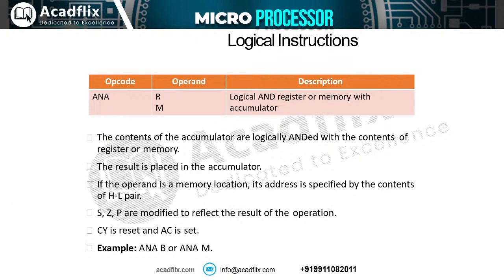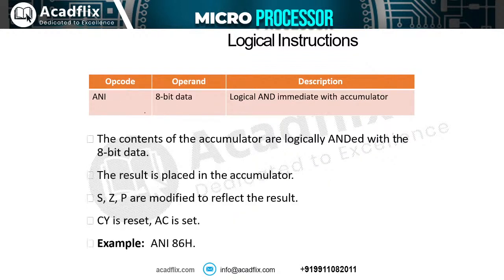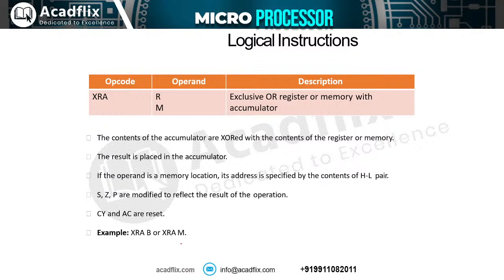Then we have the AND operation, ANA, AND with accumulator, which ANDs the accumulator with some register or some memory location. Then ANI, AND immediate with accumulator: an immediate value is given, and we have to perform the AND operation of the accumulator and the immediate value. Then the XOR operation of the accumulator with some register: XRA means XOR accumulator with some register or some memory location.